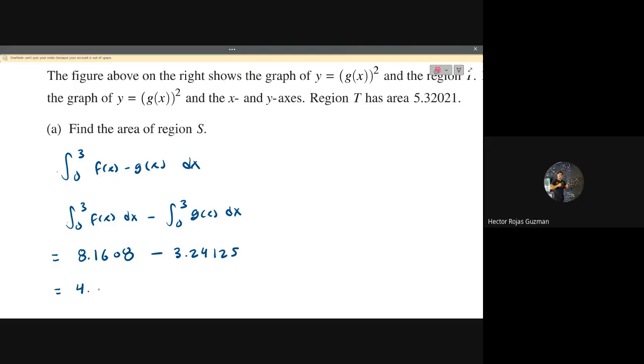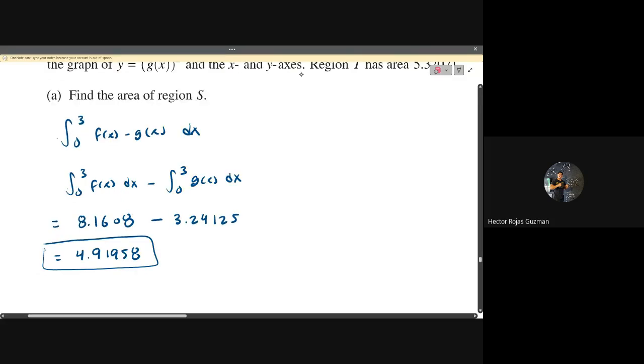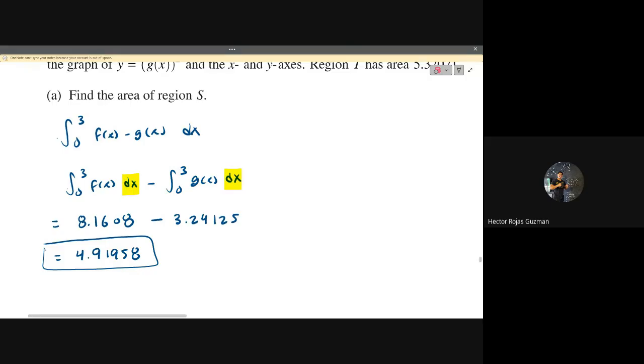Well, the final answer is 4.91958. Okay. Another recommendation: don't forget to write dx for every single integral that you write. Every single integral has to have dx, dt, or whatever variable you're integrating with respect to.